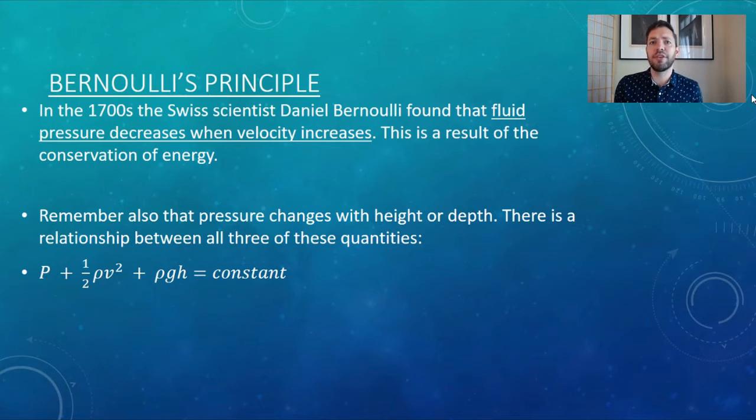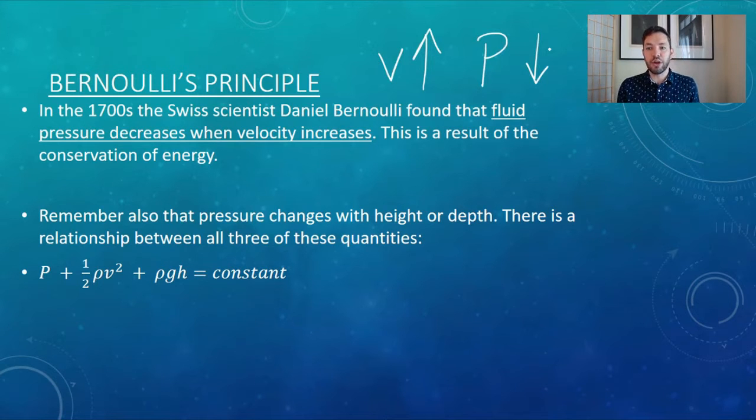In the 1700s, this guy Bernoulli figured out that when the velocity of a fluid increases, its pressure will actually decrease. There's this inverse relationship, and this happens as a result of the conservation of energy.